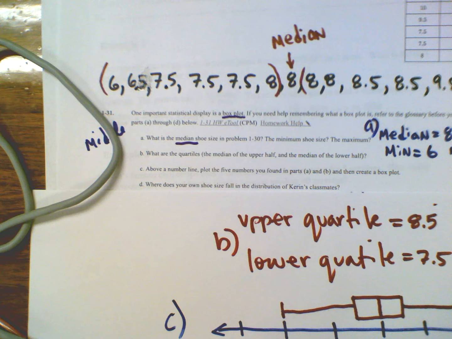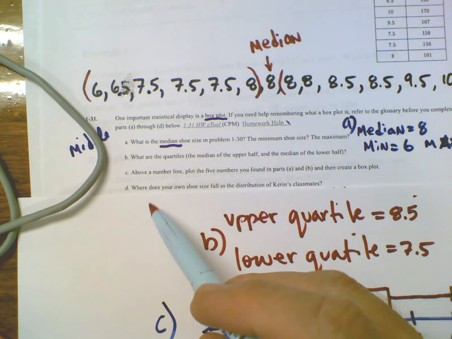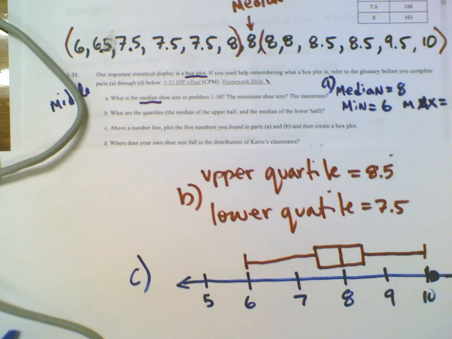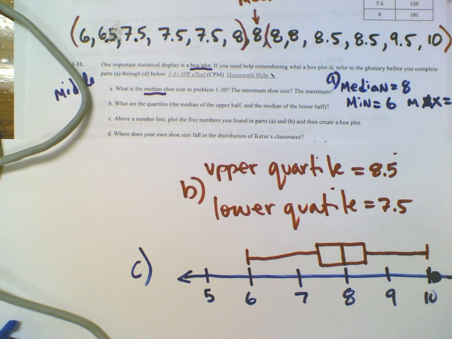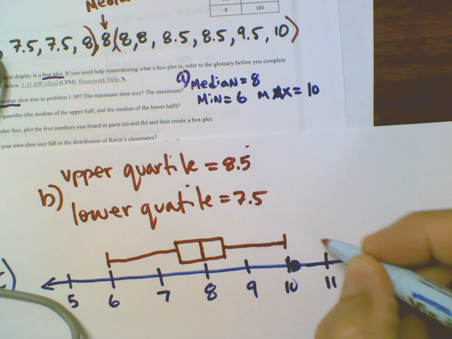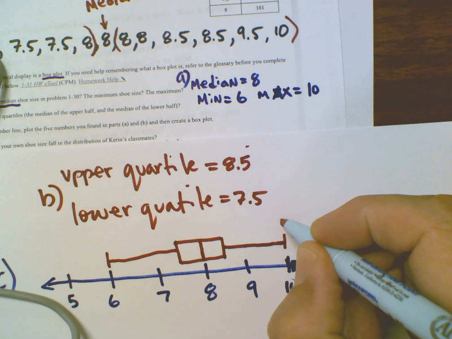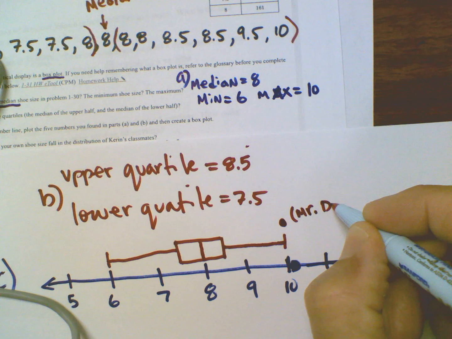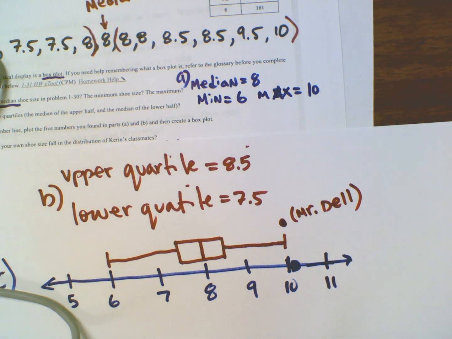And then that's C. Part D, where does your shoe size fall in the distribution of Karen's data? So that's your question to answer. Where does your data fall? So I would graph your data and put yourself on it. For me, I actually wear a size 10. So 10, 10 and a half, but I'm going to say it's 10. So right here, I plot this, and this is Mr. Dell. So you can do the same thing for you.